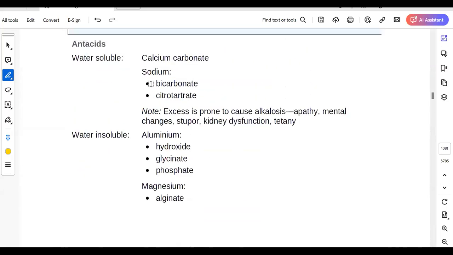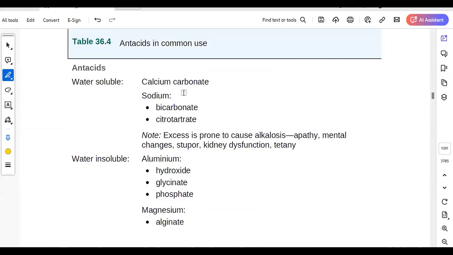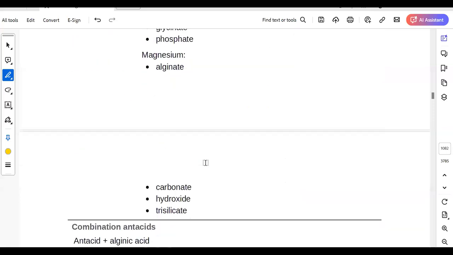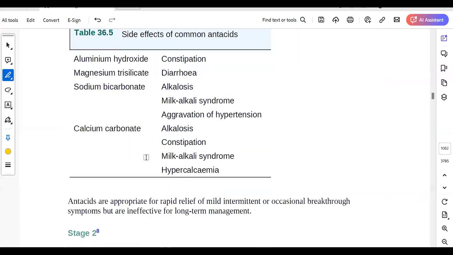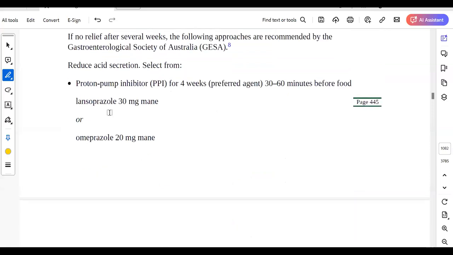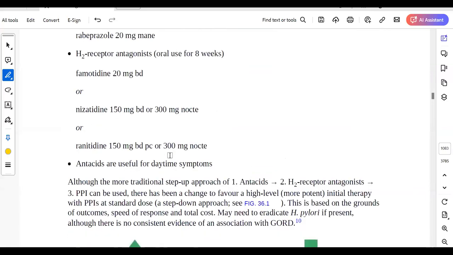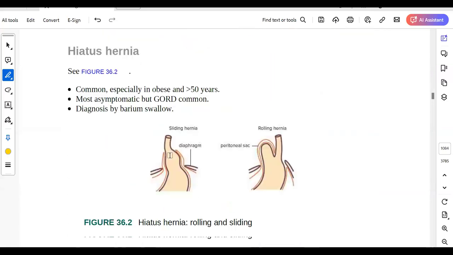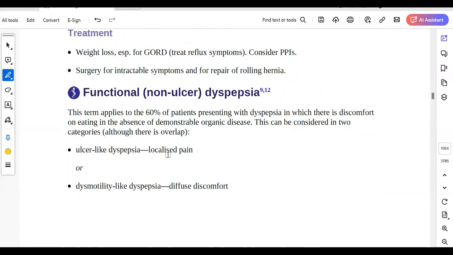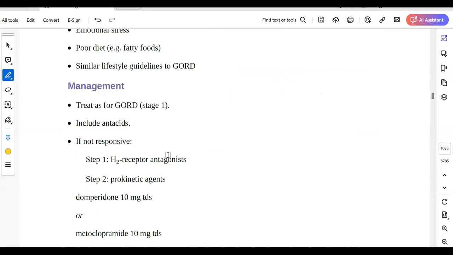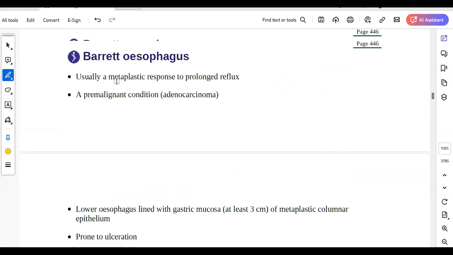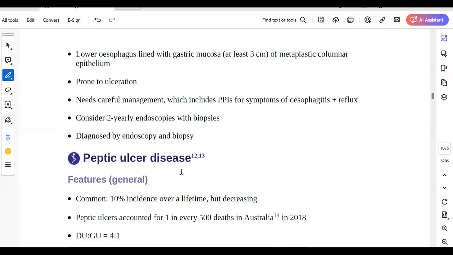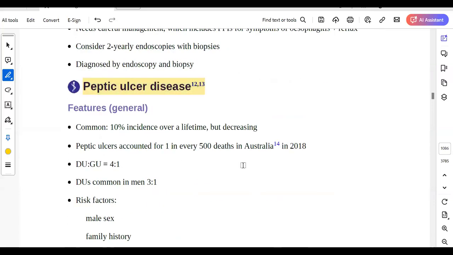You don't need to know about these water-soluble and insoluble antacids. Antacids are rarely used anymore, so they are not very important to know about. Mainly the proton pump inhibitor is the one that we use. We talked about Barrett's esophagus.